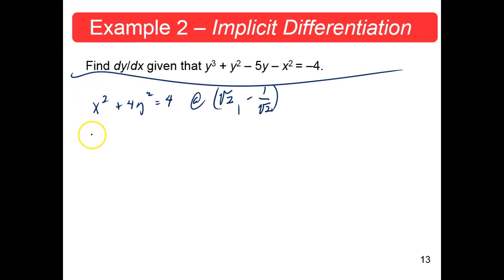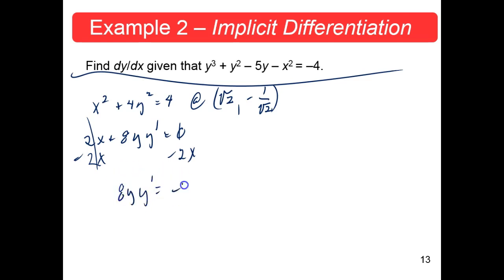So what do we do? Yes, differentiate. And what does that give us? 2x, 8y y prime equals 0. Okay, proceed. Subtract 2x from both sides. And that gives you 8y prime is equal to minus 2x.